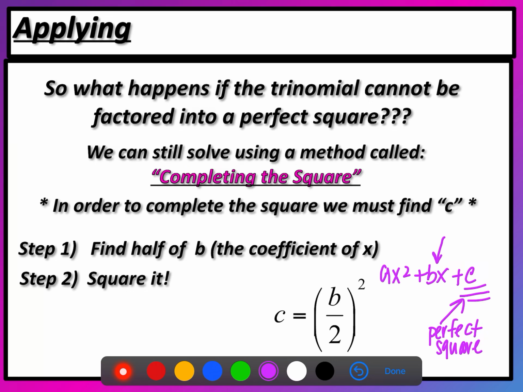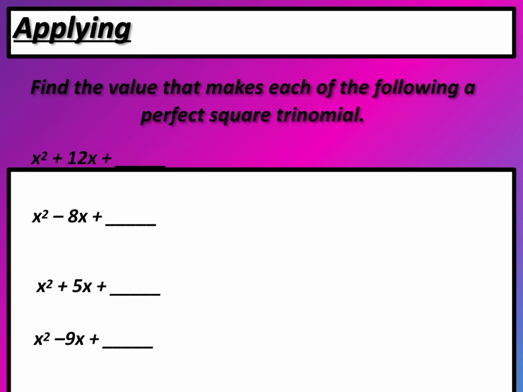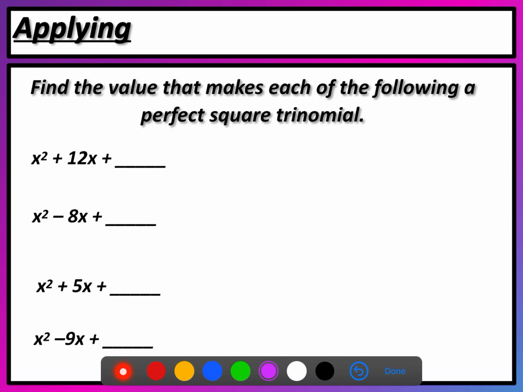Okay, so let's see this in action, and let's calculate a couple of those c values. Right, so here we have all these equations. Well, what value would we have to put in each one of these blanks to make it a perfect square trinomial, to follow those rules that we check every time we go to solve a problem? So we're going to use the formula that we just saw in the previous slide. C equals b over 2 squared.